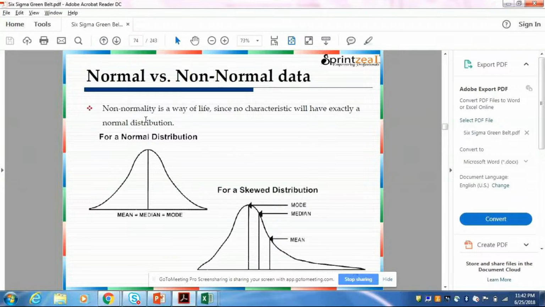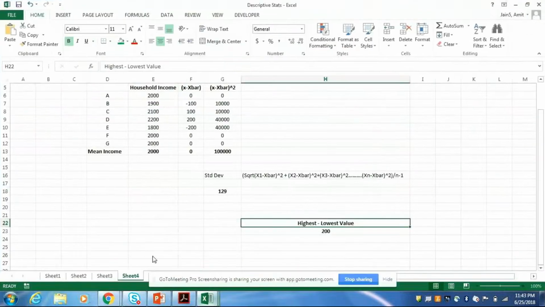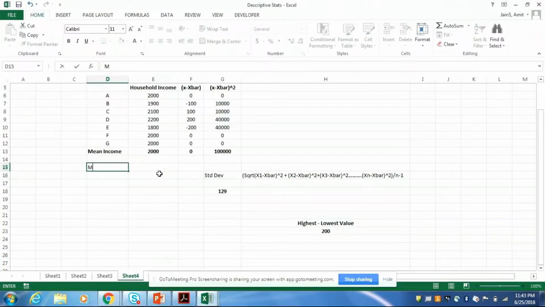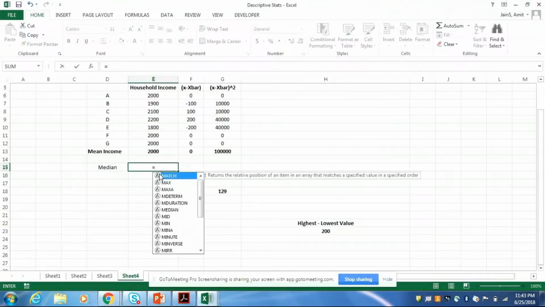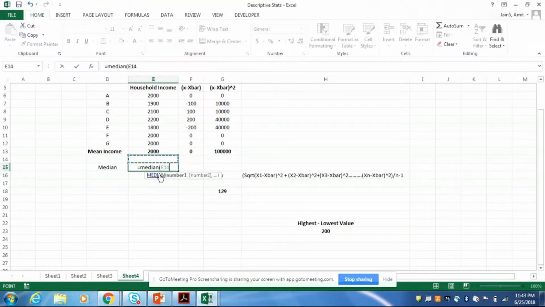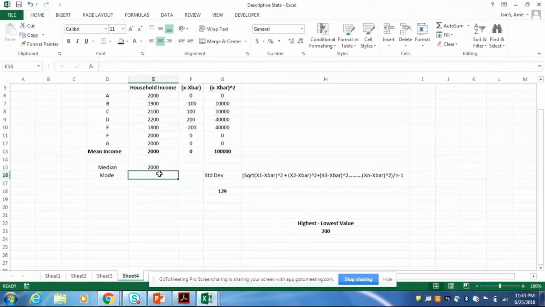Now, I will come on to the concept of normal and not normal data. So what is normal data? Statistically, a normal distribution, or normal data, is data where mean is equal to median is equal to mode. You saw this example here. Mean was 2000, median was again 2000, and mode was again 2000. Perfect scenario.